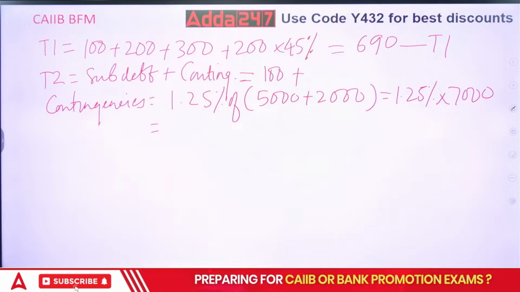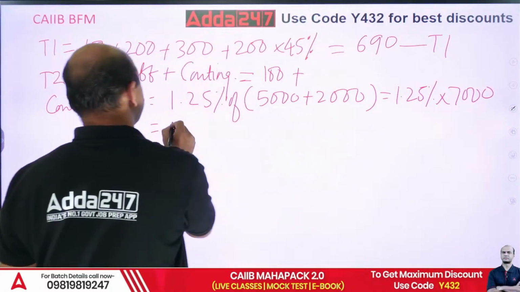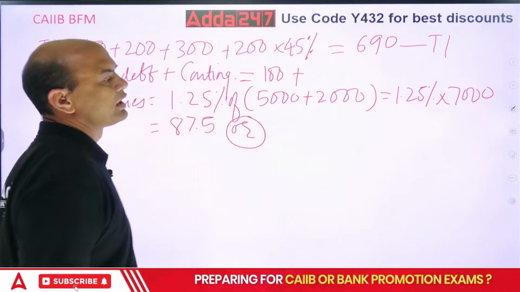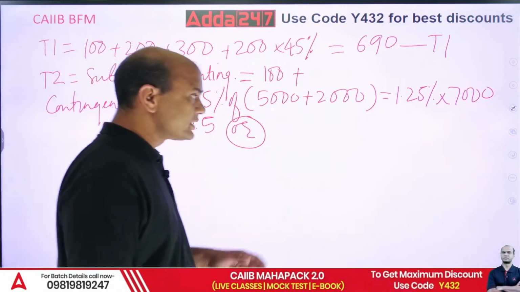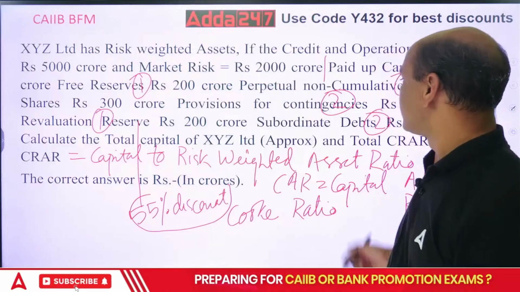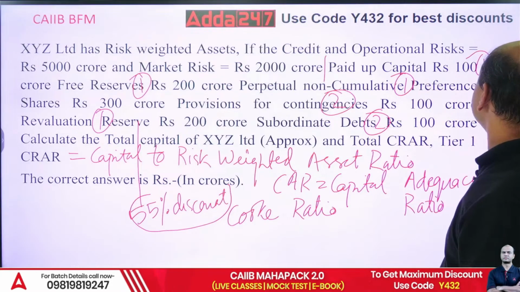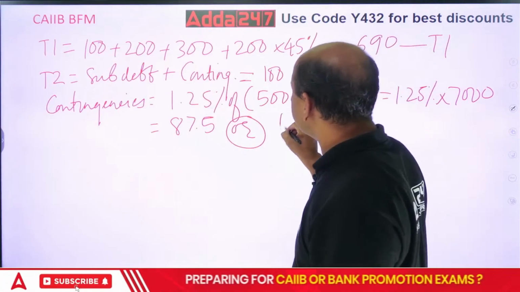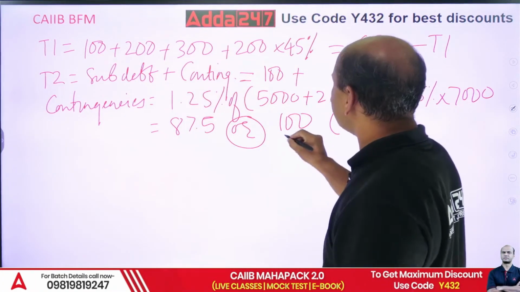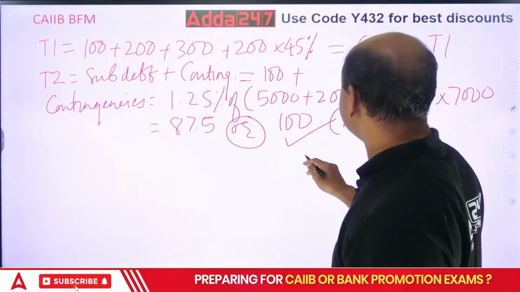I am getting 87.5. Are you getting it? 87.5. So it is 87.5 or given figure, whichever is higher. Now what is the given figure? Look at the numerical, given figure, 100 CR. So 87.5 or 100, whichever is higher. So obviously higher is what? 100. So I'll take 100. So what is my tier 2 now? 100 plus 100.